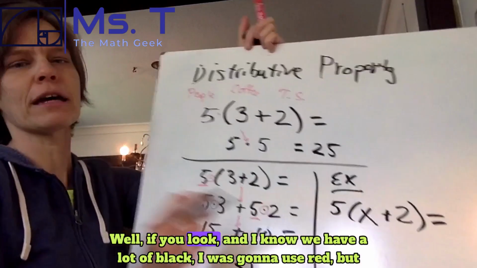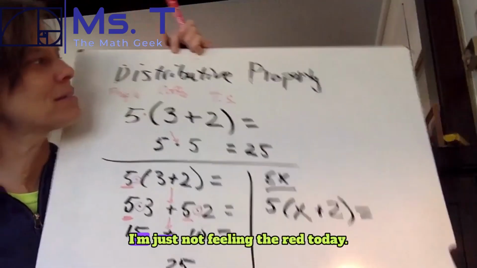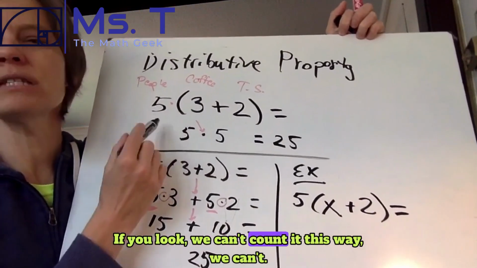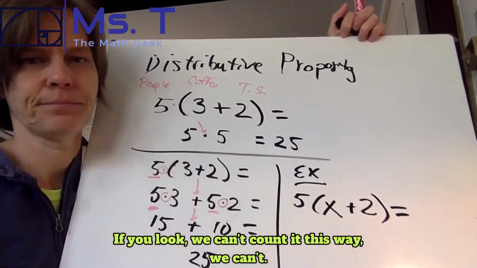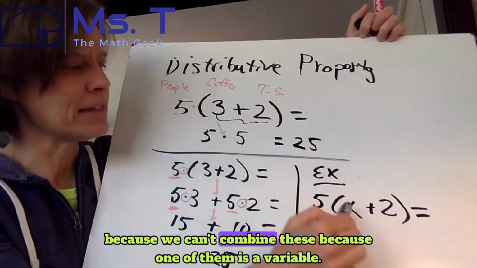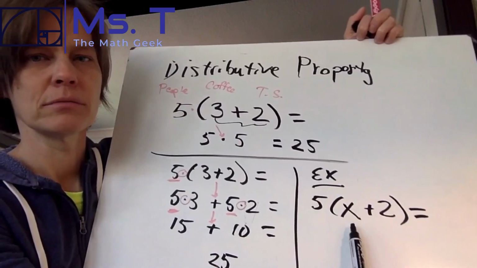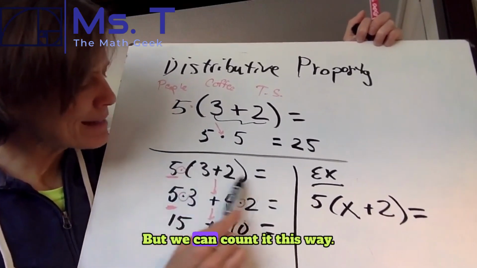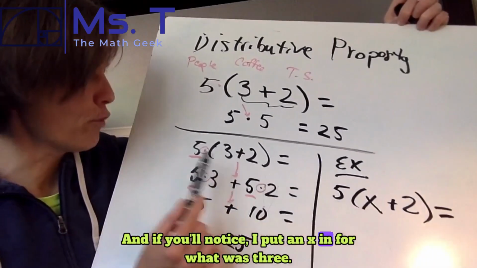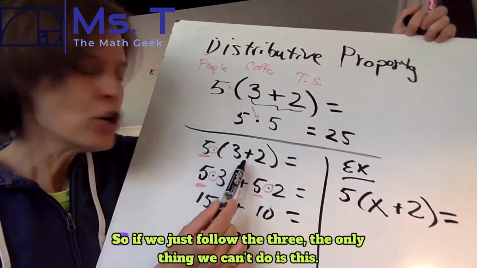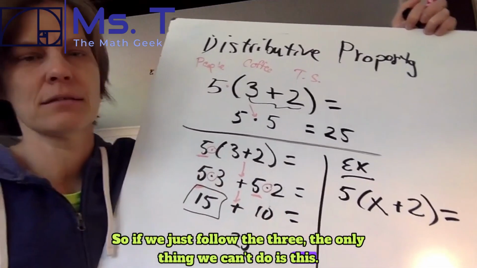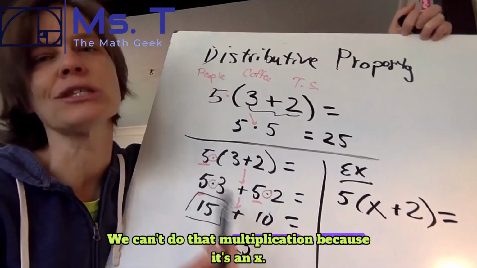Well, if you look, and I know we have a lot of black. I was going to use red, but I'm just not feeling the red today. If you look, we can't count it this way. We can't. Because we can't combine these because one of them is a variable, right? But we can count it this way. And if you'll notice, I put an X in for what was 3. So if we just follow the 3, the only thing we can't do is this, right? We can't do that multiplication because it's an X.